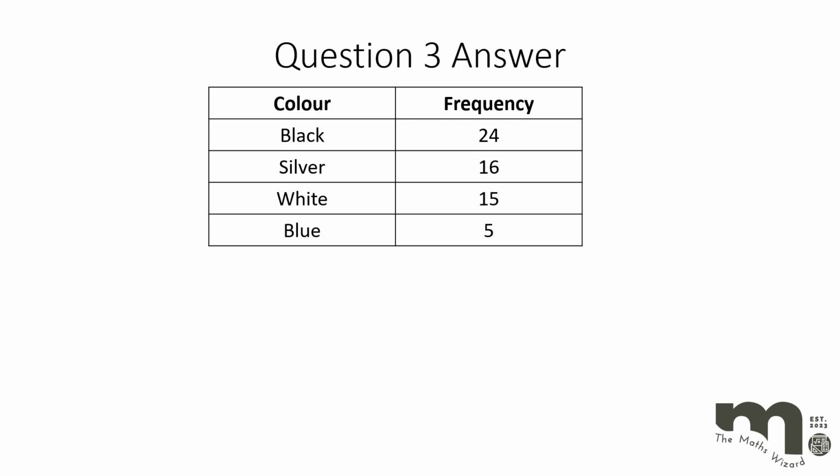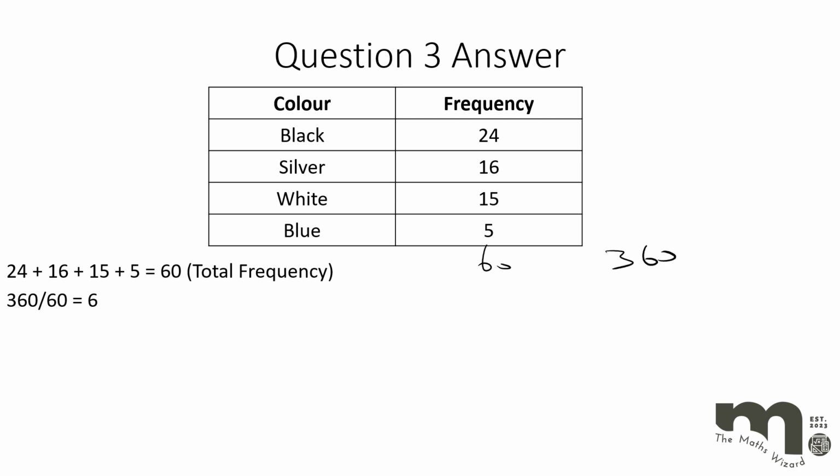Okay, let's look at this one then. So first of all, if we add up those numbers, we don't know the frequency in this one, which will get 60. Well, 360 divided by 60 is 6. So what that tells us is that all of our angles are going to be 6 times bigger than the frequency for each row. So 24 times 6 is 144 degrees.